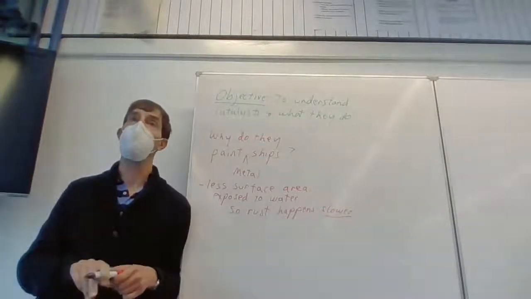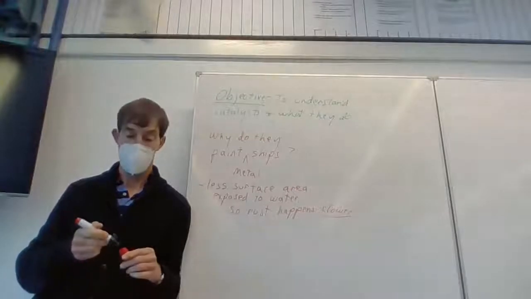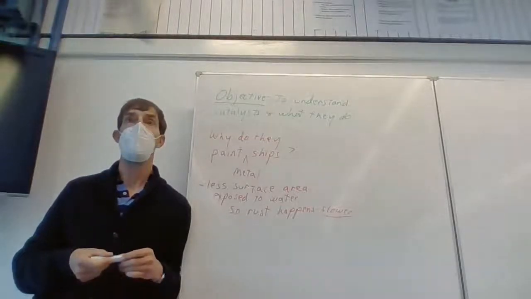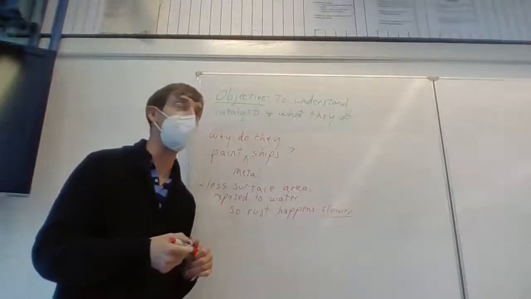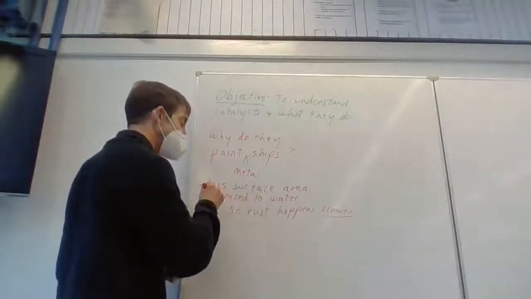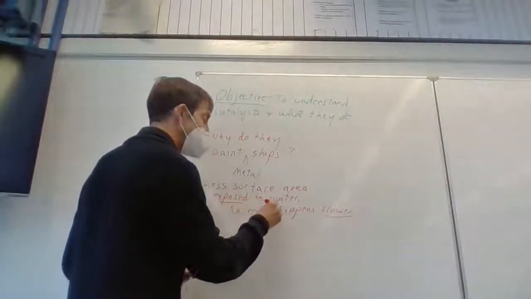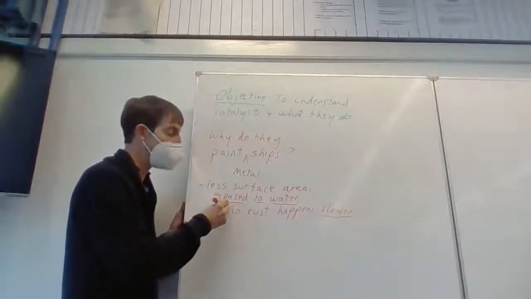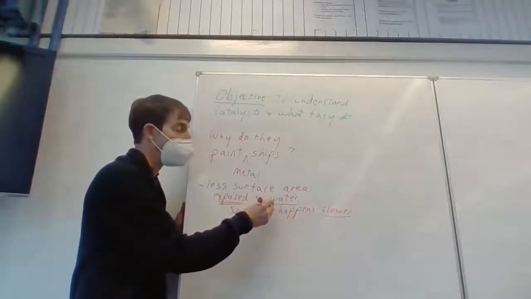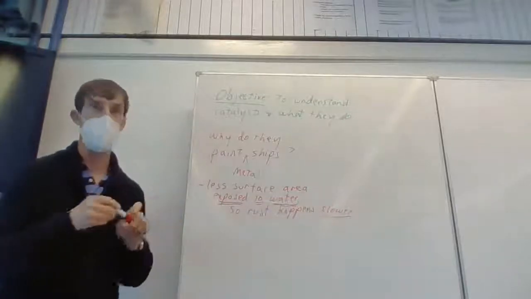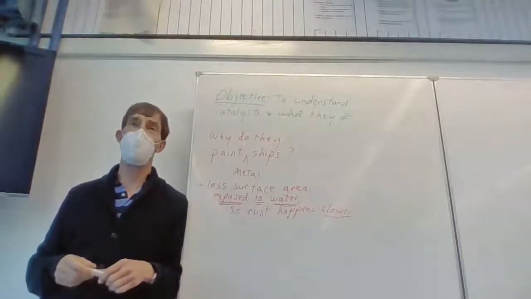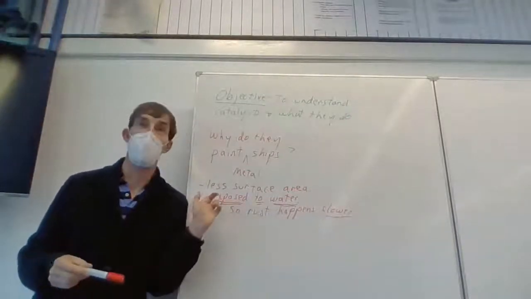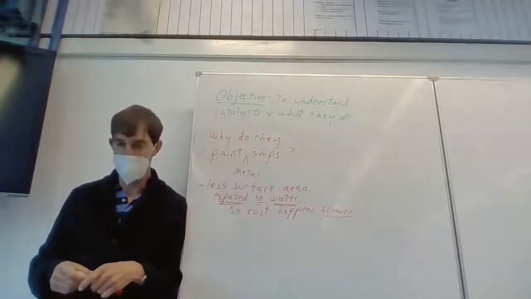Exactly. Coco, I don't quite get the part with the less surface area, because if you paint the ship, doesn't it still have the same surface? No, there's a coating. It's between the water and the metal. I mean, there's no metal touching it, it's all painted. You're right. So it's the same surface area, Coco, but it's less of it exposed to water. That's what it's about.